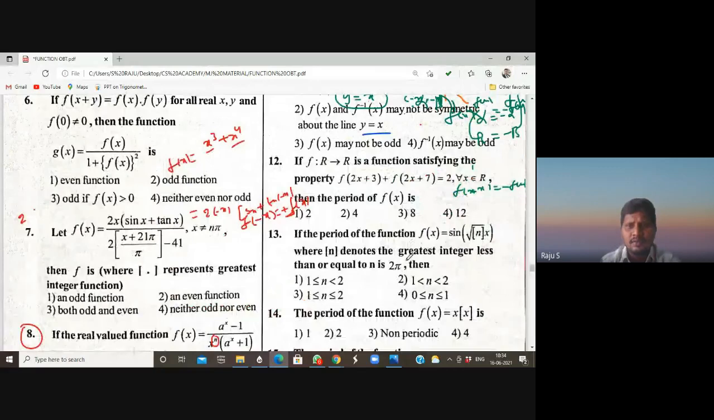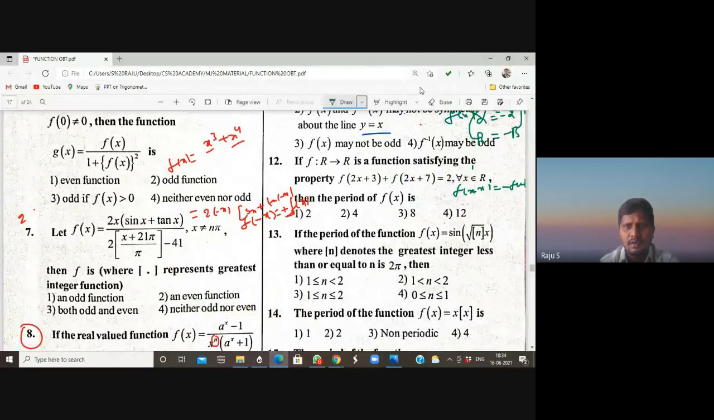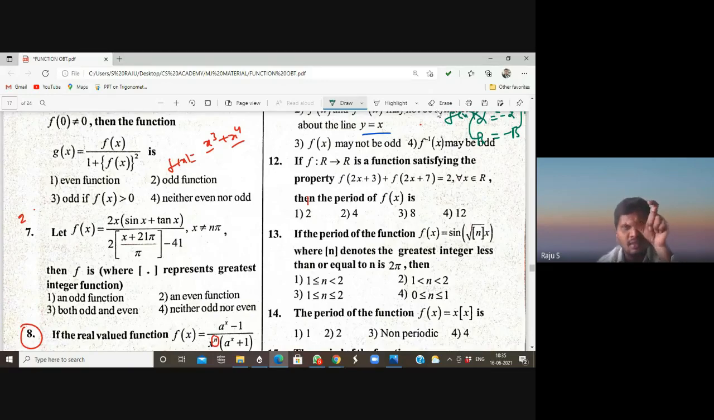Okay, students. I told you already, it is not like inverse trigonometry, it is not like matrices and determinants, right? You should think very logically. Even no need to calculate this. What is the line they have given? What are they saying? It is symmetric.